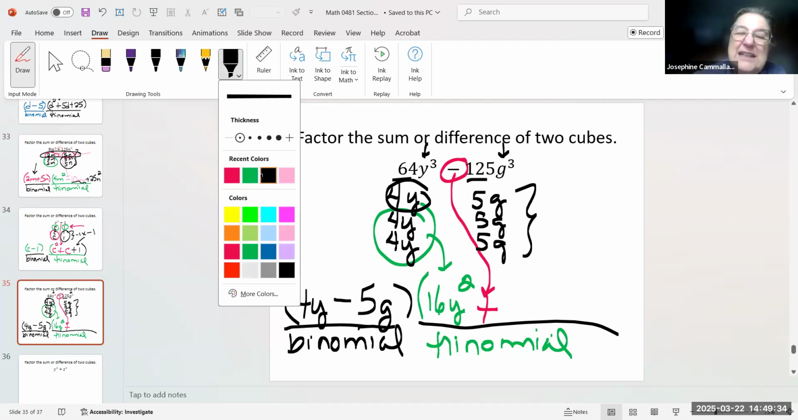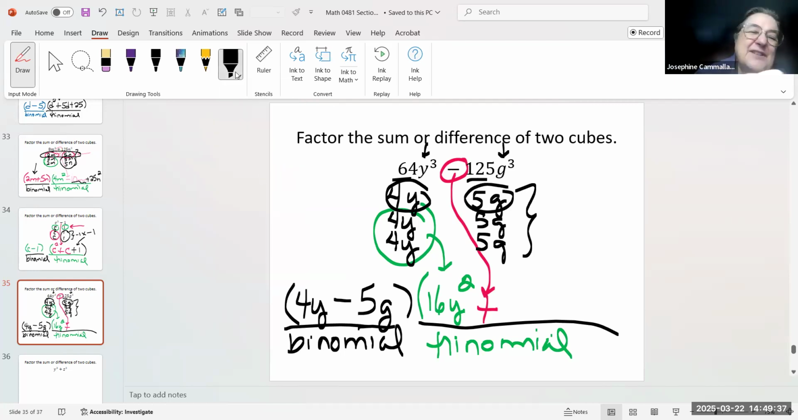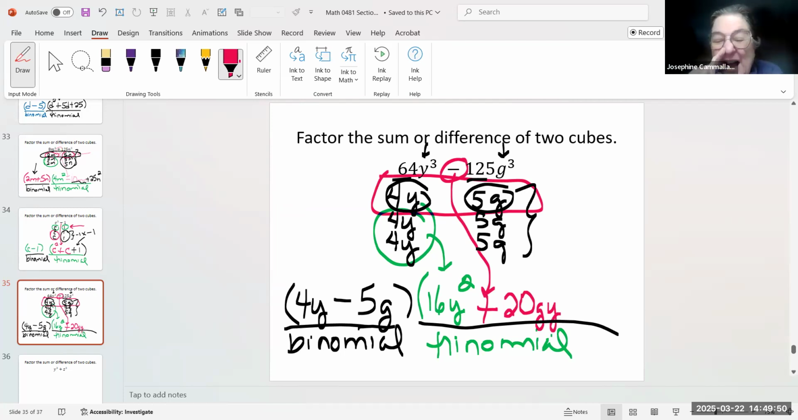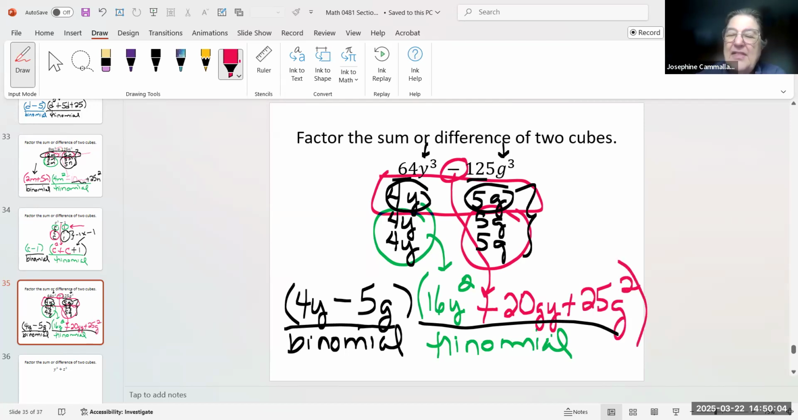Now, this is where I have to take 4y and 5g and multiply them together to give me 20. Now, this has got to be GY, alphabet rules. Okay. And then my last two terms are plus 25g squared. That is my answer.